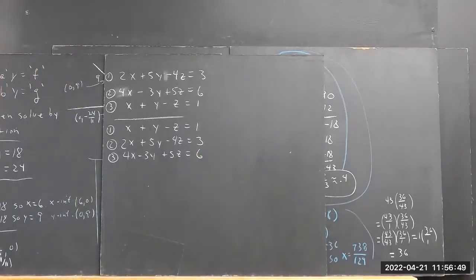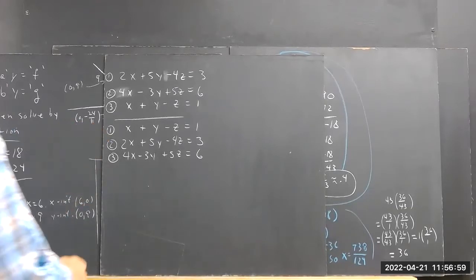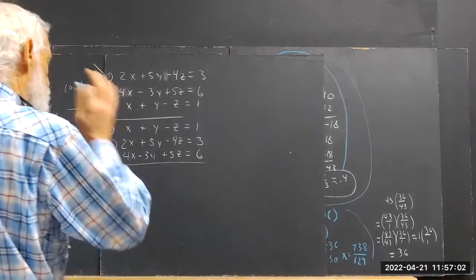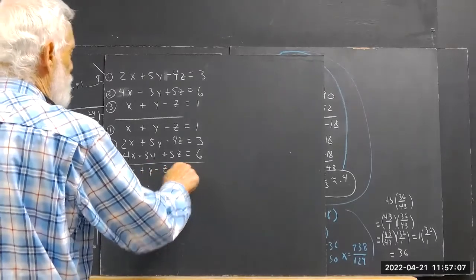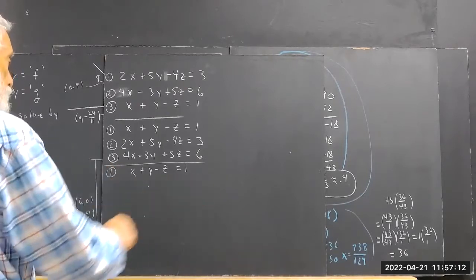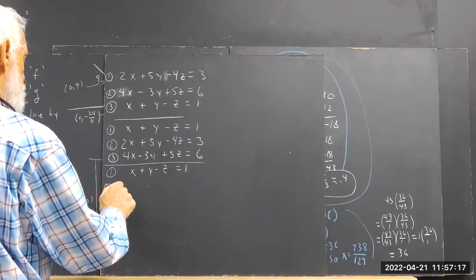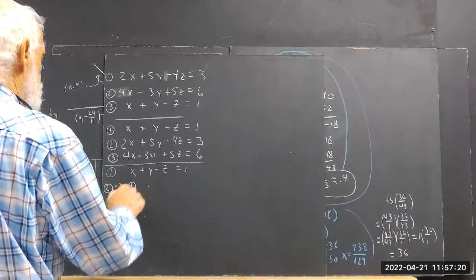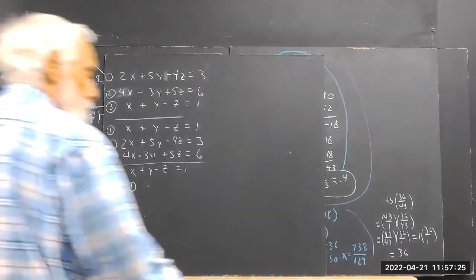Okay. The reason is this x has a 1 in front of it. So what do I get if I add... okay, I'm going to write it down. I'm going to write x plus y minus z equals 1. I'm going to leave that first equation as it was. The second equation, I'm going to do equation 2 minus 2 times equation 1.